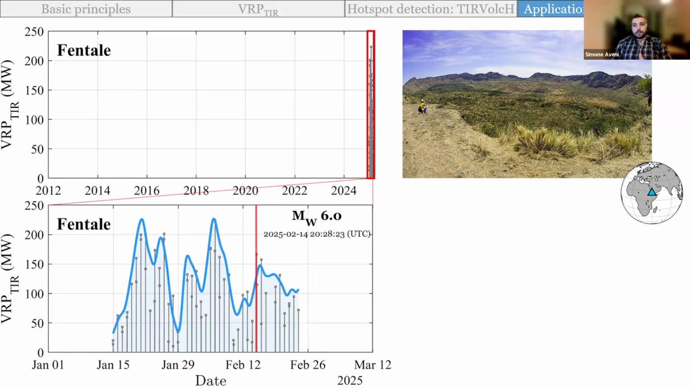Now, to put that in a better context, imagine that we had a peak of 200 megawatts. At Fentale, the baseline emission is approximately 2 megawatts, 2 orders of magnitude lower. During the peak and rest, we were approximately at 20 megawatts, which is an order of magnitude lower. So whatever is going on at Fentale is probably heated ground. We do not know yet what it is. And of course, we need more data to ascertain what is the source of this heating within the Fentale. But of course, it's something that we want to keep an eye on.